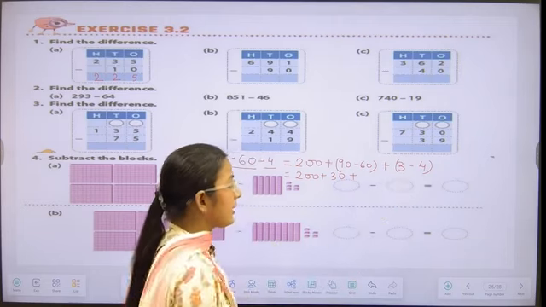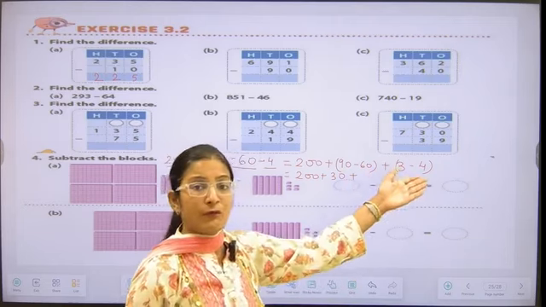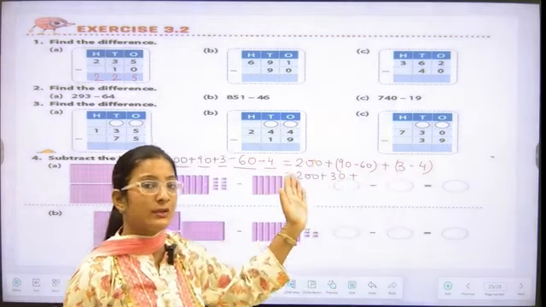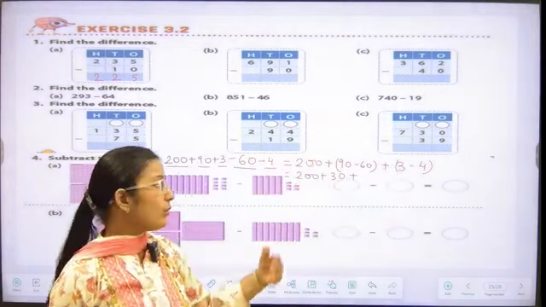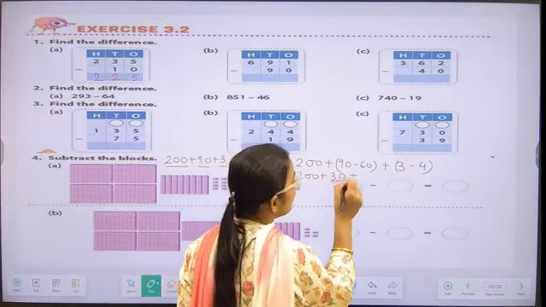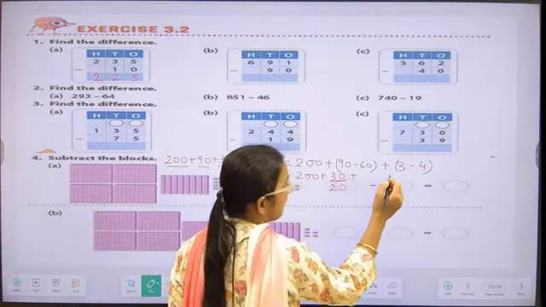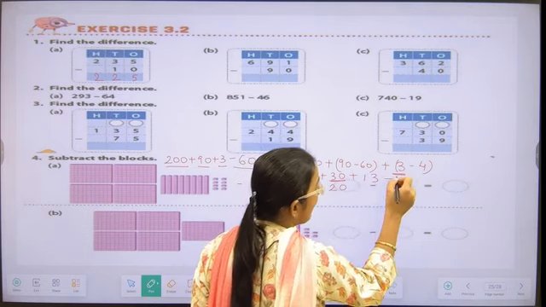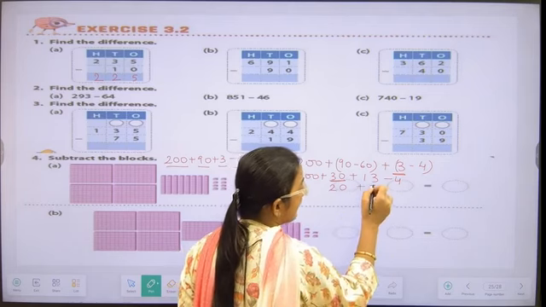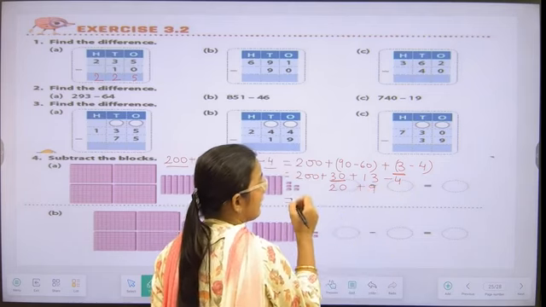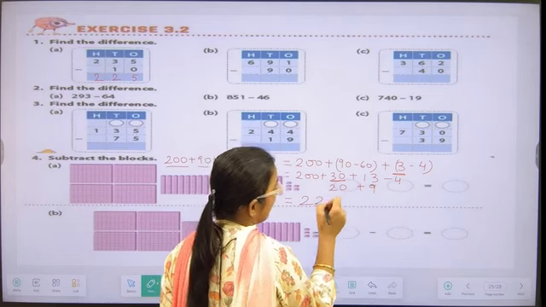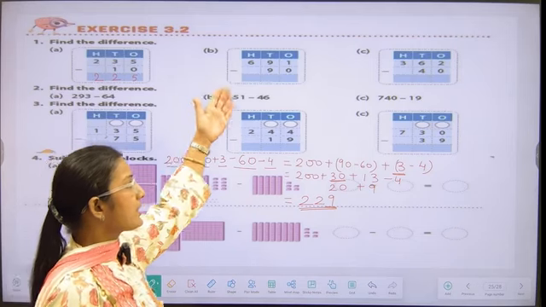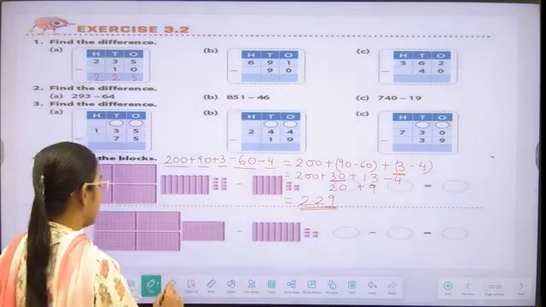And as you can see, we cannot subtract 4 ones from 3 ones. So what we have to do? We have to borrow 1 tens from the tens block. So it will become 2 tens, student. And 1 tens will make 10 ones. So it will become 13 ones minus 4 ones. So I am getting 9 ones over there. So our difference will be 229, students. Just like that, you can attempt the second and third part also, student.